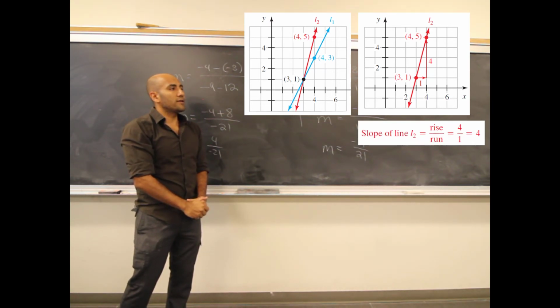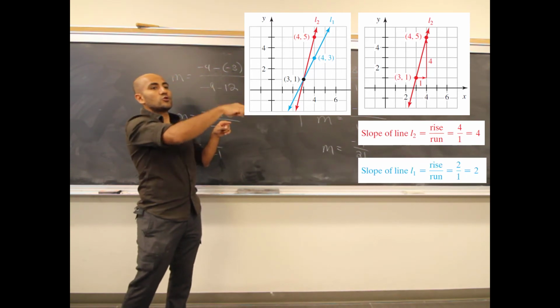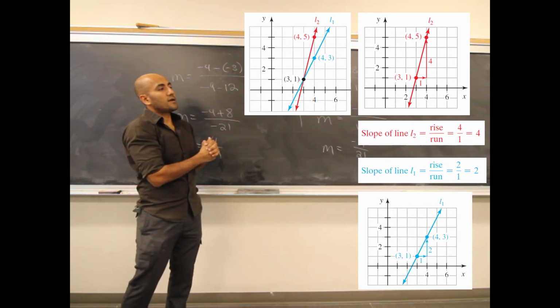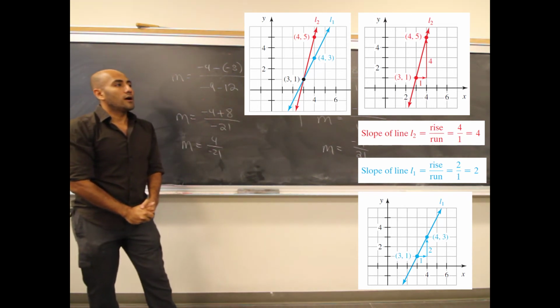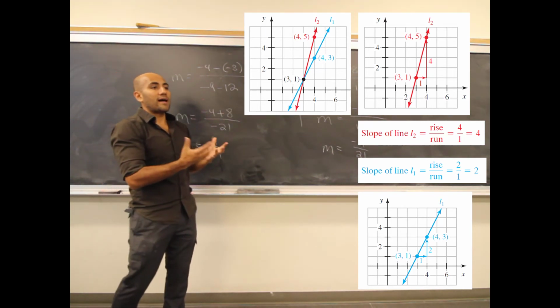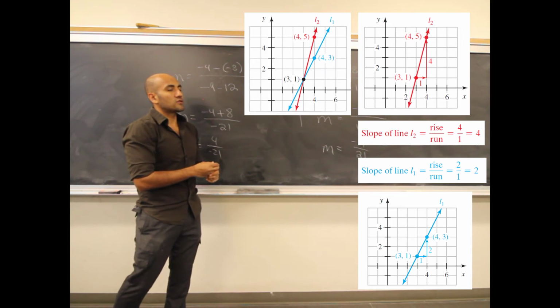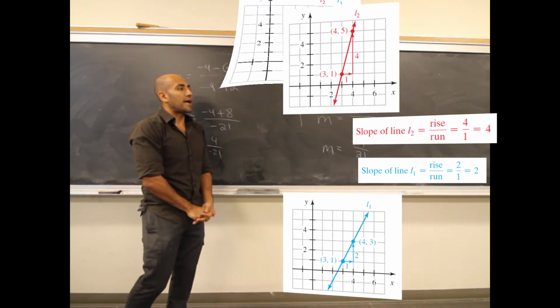What's the slope of the blue line? 2, right? There's 2 squares up, 1 square across, and so we end up with 2 over 1, or just 2. So the bigger the positive number that the slope is, the steeper the line is.